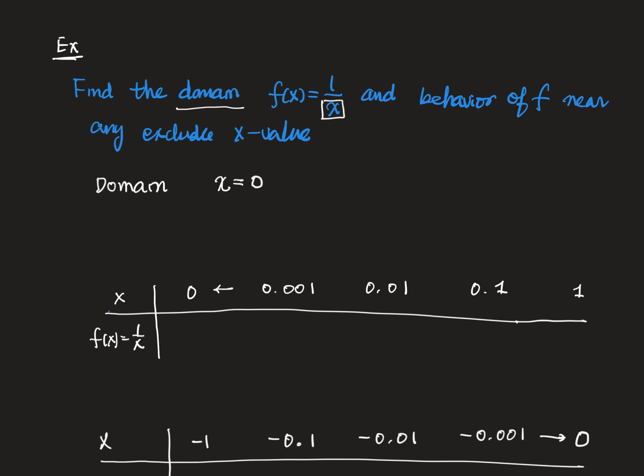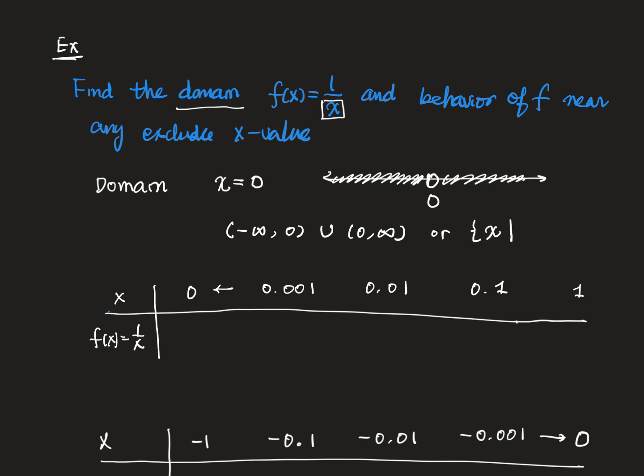Another way to see x equals 0 is on a number line. Here is 0, removed. So the domain is negative infinity to 0, union 0 to infinity. That's interval notation. Or in set notation, you write x such that x cannot be 0. Why? Because x equals 0 makes the denominator 0, so it cannot be in the domain, guys. That's how to find the domain.